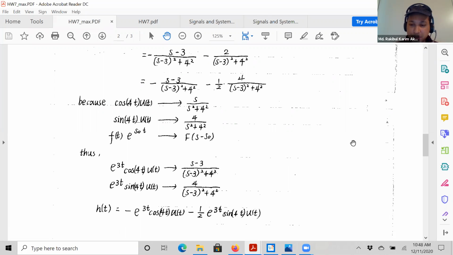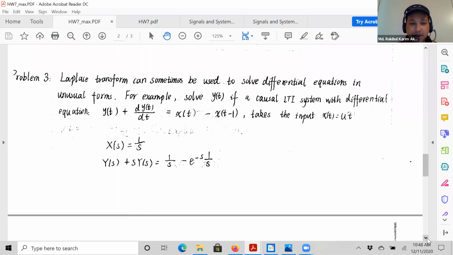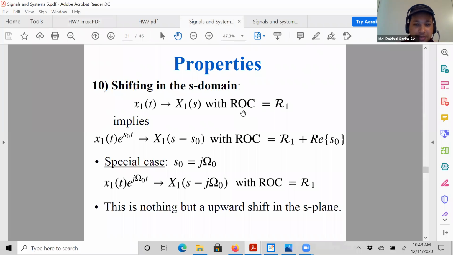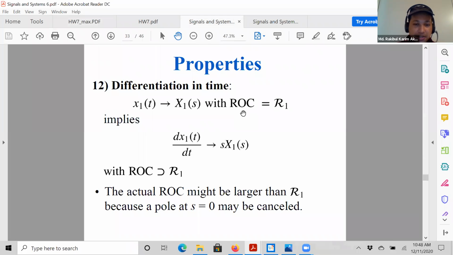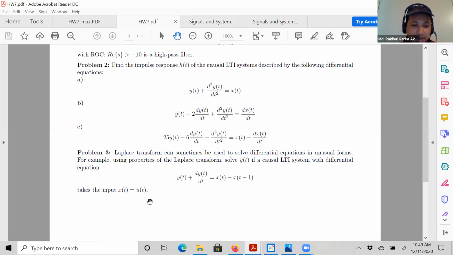Okay, if not, then let's move on to the last problem, problem 3. Problem 3 is also similar. I was saying always remember shifting in the time domain, shifting in the frequency domain, differentiation in the time domain, S domain, and convolution. These 5 properties are needed in most of the cases. So problem 3 is the same.